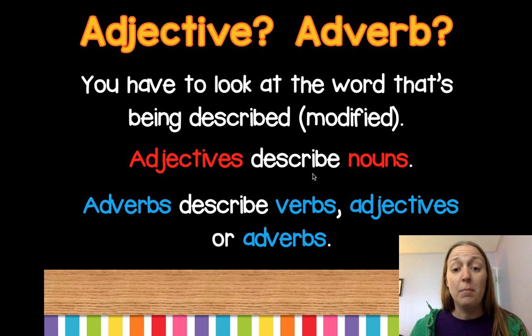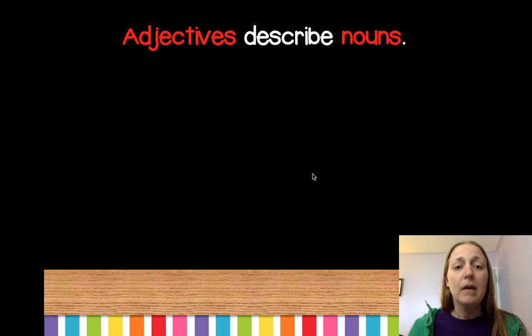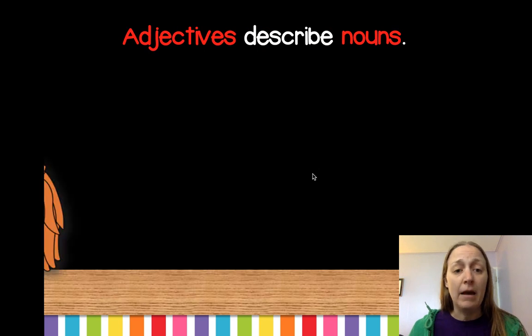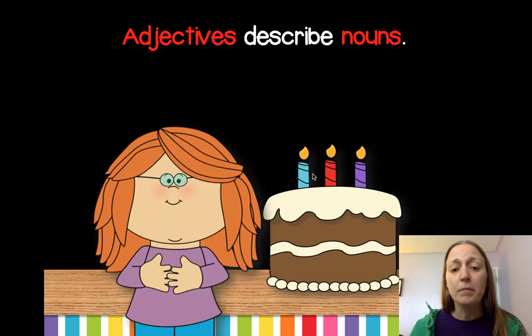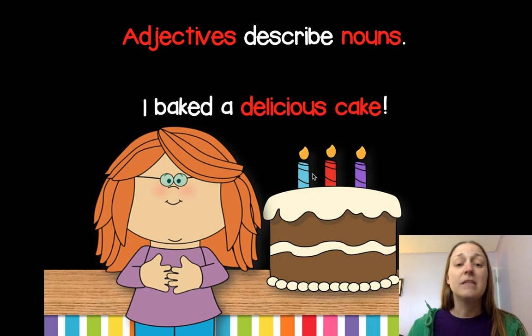Adverbs describe verbs, adjectives, or adverbs. Adjectives describe nouns. So, I baked a delicious cake. So I could make the sentence just, I baked a cake, but if I want to give a little bit more detail as to what kind of cake, I could add the adjective delicious.